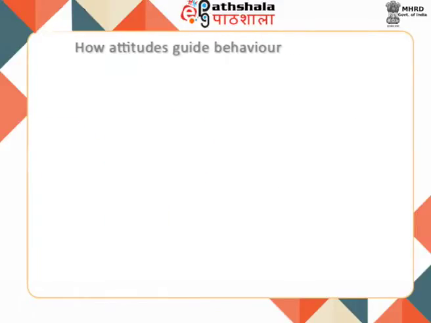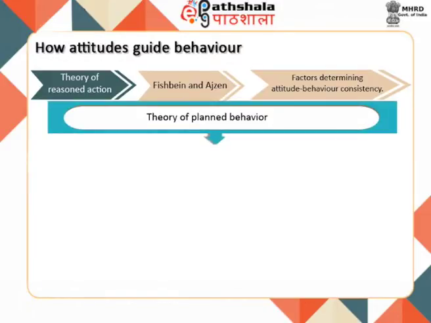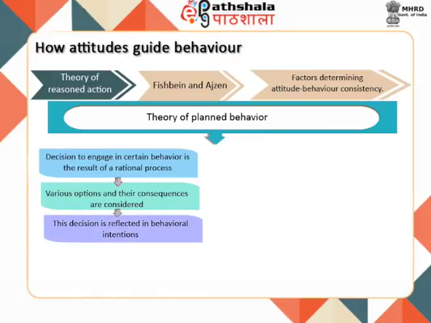The most influential theory of the attitude-behavior link is the theory of reasoned action by Fishbein and Ajzen that specifies the factors determining attitude-behavior consistency. This theory was later refined and termed the theory of planned behavior. This theory starts with the notion that the decision to engage in a certain behavior is the result of a rational process. Various options and their consequences are considered, and then a decision regarding whether to act or not is taken. This decision is reflected in behavioral intentions, which predict whether or not we will act according to our attitudes.